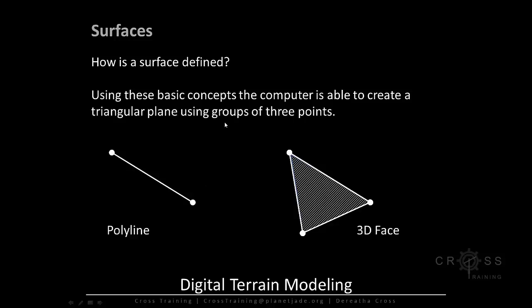Using these basic concepts, the computer is able to create a triangular plane using groups of 3 points. As we can recall in Civil 3D, when we connect 2 points together, we call that a polyline. When we connect 3 points together to form a plane, we call that a 3D face in Civil 3D. And to create a face in Civil 3D, we just simply type in the command 3D face and press enter.